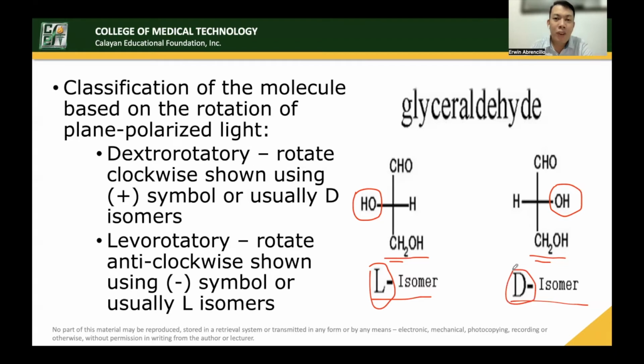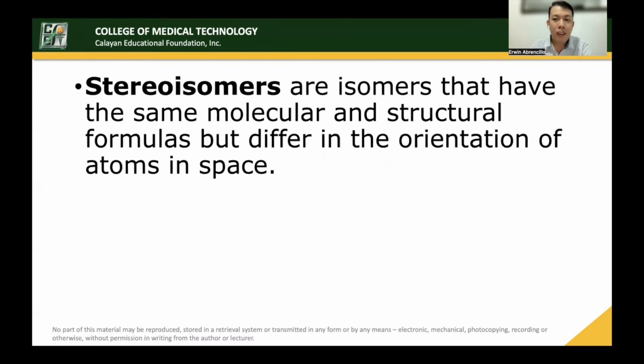No matter how complicated the structure is, all you have to do is look into the OH near the bottom carbon and determine whether it is found on the left or on the right. If it is found on the left, it is L-isomer. And if it is found on the right, it is D-isomer. Of course, aside from that, you have to name it. But later on, we are going to discuss how to name the specific monosaccharide or whatever the sugar is.